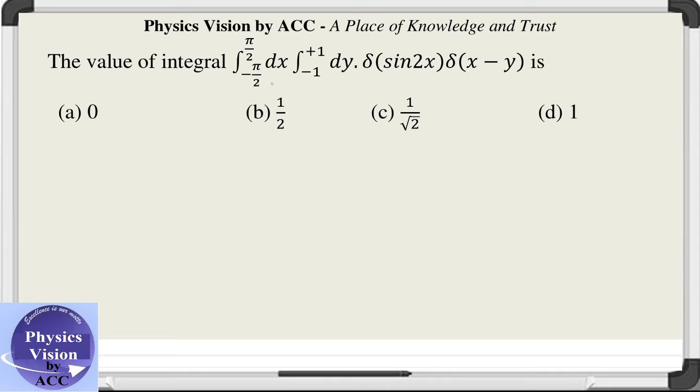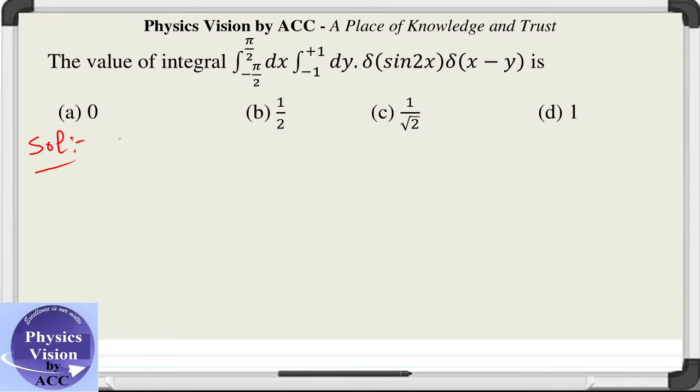The given question is, we need to calculate this integral which consists of two delta functions, one in x only and the second in x and y. The y integral is given from -1 to 1 and x is given from minus pi by 2 to pi by 2, right? So let's solve this. In order to solve this, we'll make use of two formulas.